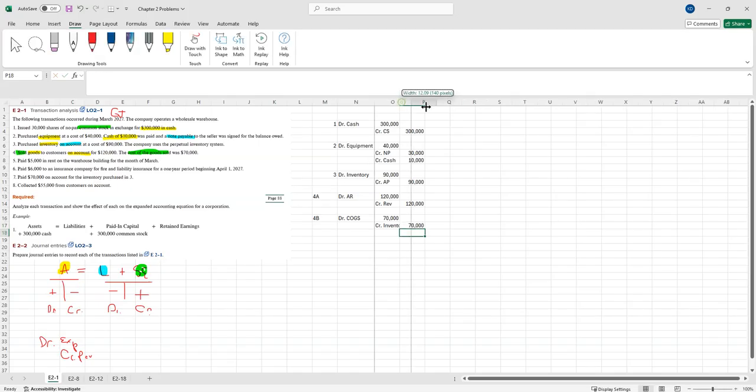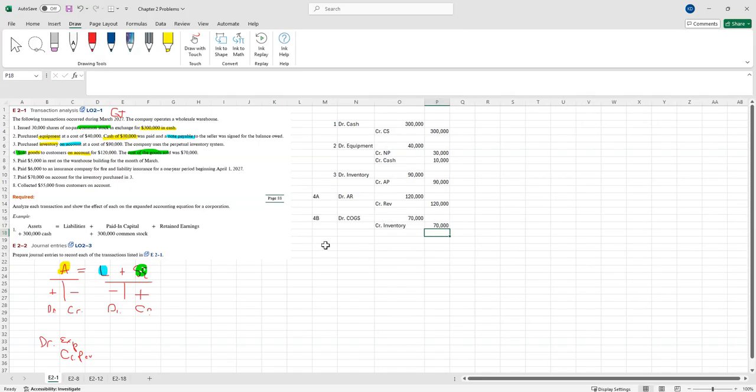Nothing too bad for 4. How about 5? We paid $5,000 in rent on a warehouse for the month of March. So what we essentially did here is we just paid our rent, and it was for the month that we utilized the rent. So for 5, this is going to be debit rent expense, credit cash for 5,000.